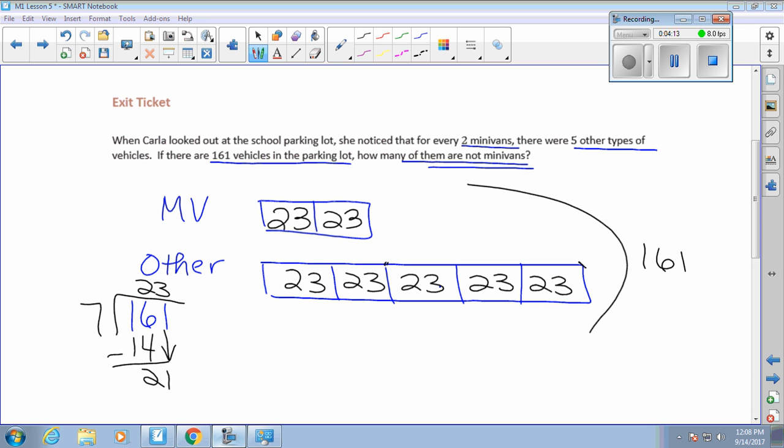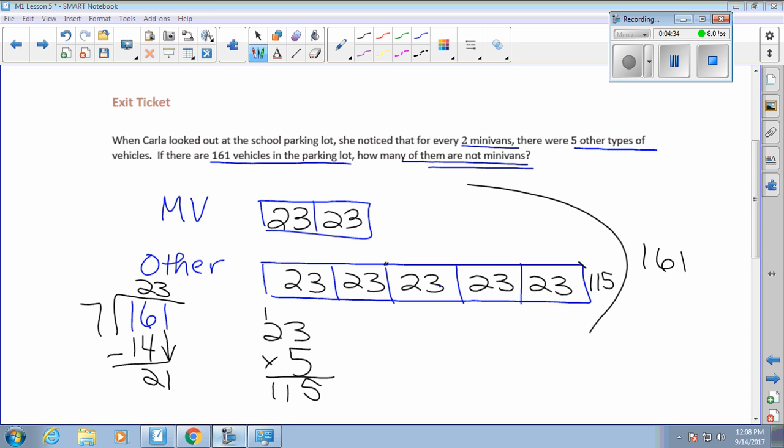So how would I go about solving that? Mackenzie? 5 times 23. Very good. 5 times 23. So let's write that down. 5 times 23 gives you 15. Carry your 1. 5 times 2, 10. Plus 1 is 11.